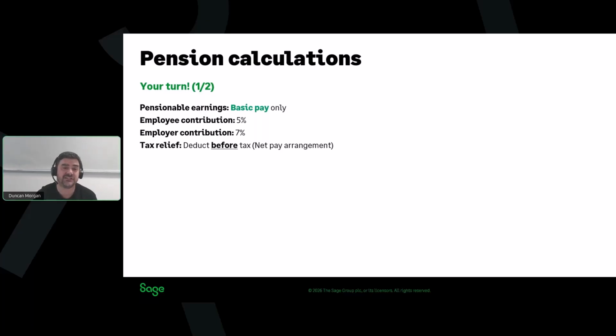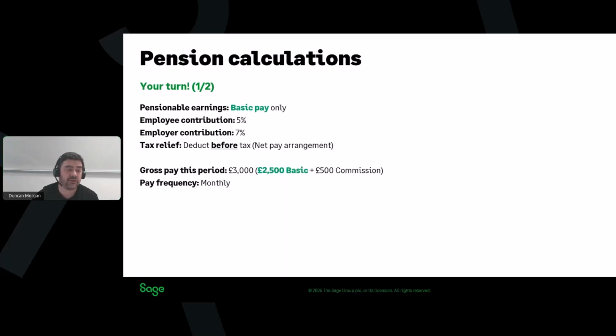So your first calculation is for a pension scheme where basic pay is pensionable earnings. The employee's contribution is 5%. The employer's contribution is 7%. And the tax relief arrangement is it's deducted before tax. So this is a net pay arrangement. So the gross pay that you're calculating this on is a total of £3,000, made up of £2,500 basic plus £500 commission. The pay frequency is monthly.